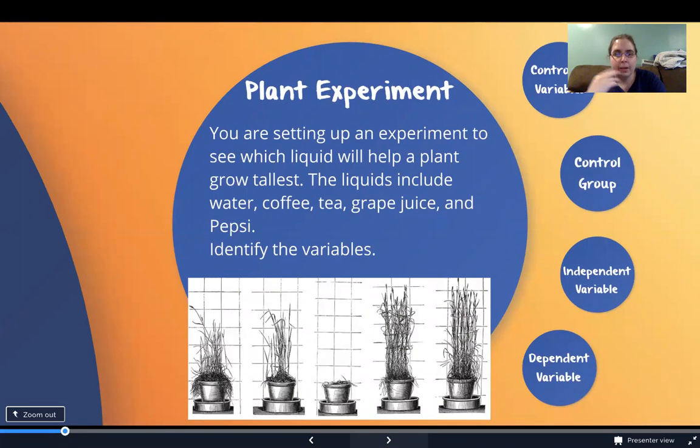So here's our plant experiment. We are setting up an experiment to see which liquid will help a plant to grow the tallest. The liquids include coffee, water, tea, grape juice, and Pepsi. First thing we have to do is identify the variables. So we'll start with the control variables. I want to test to see how types of liquid affect plant growth. That means if it's not a type of liquid, I want it to be the same among all the plants. So that means I want to use the same type of plant.